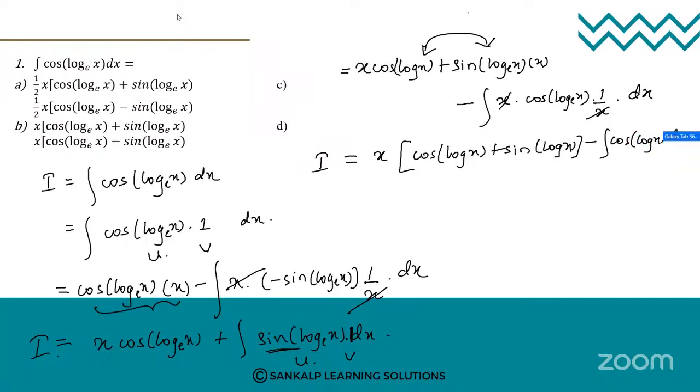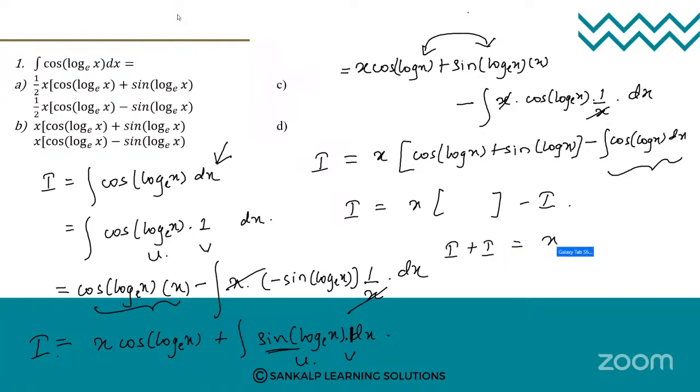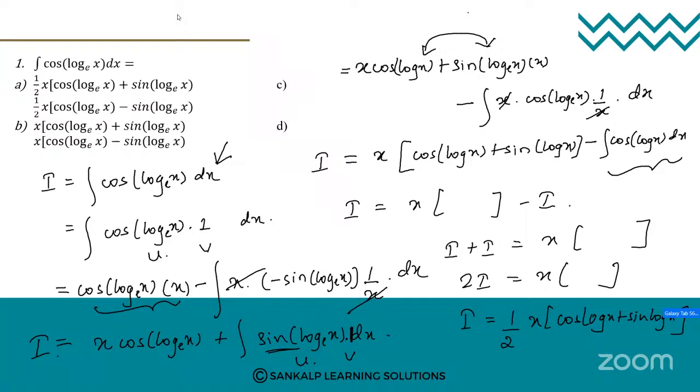Now if you observe this, if you go on doing, it will continue. It will never end. But if you observe, this is nothing but what we have taken as I. So I can replace this with I. So this is minus I. Taking minus I to the other side, I plus I becomes 2I. We need only the value of I. So it will become 1 by 2 into x, into cos log x plus sin log x. And this is your required answer.